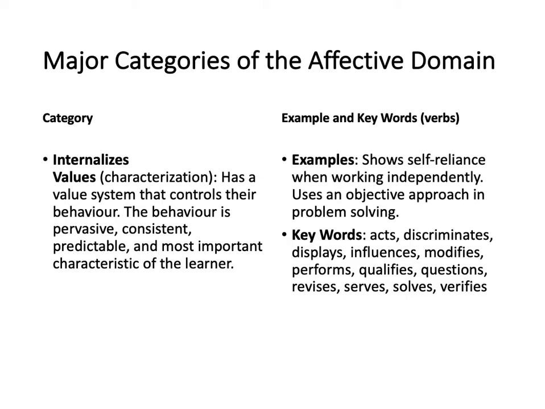Internalizes values. Characterization: has a value system that controls their behavior. The behavior is pervasive, consistent, predictable, and most important characteristic of the learner. Examples: shows self-reliance when working independently. Uses an objective approach in problem solving. Keywords: acts, discriminates, displays, influences, modifies, performs, qualifies, questions, revises, serves, solves, and verifies.